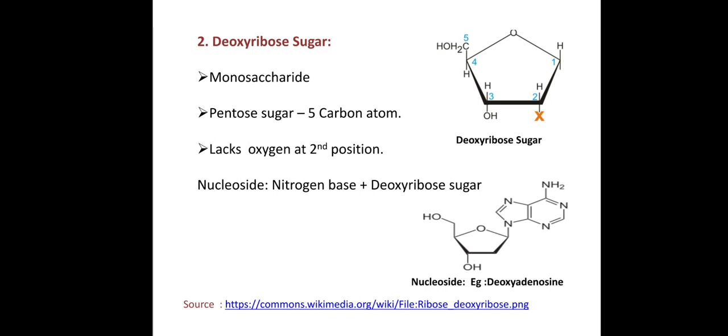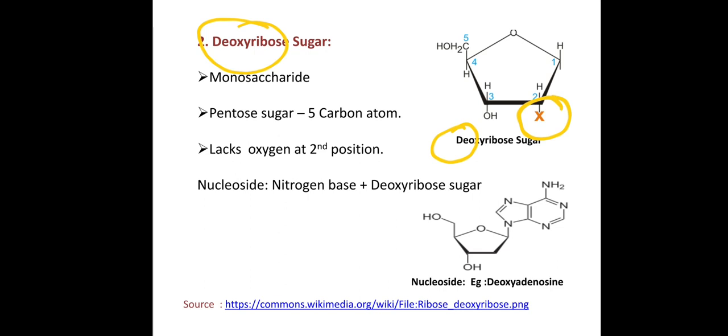This is called a ribose sugar, but it is not truly a ribose since it has lost one oxygen atom, deoxy. One oxygen atom has been removed from the second carbon atom, so it is a deoxyribose sugar. So the sugar present in DNA is a pentose sugar. The name of that sugar is deoxyribose sugar, and it lacks one oxygen atom at the second position.